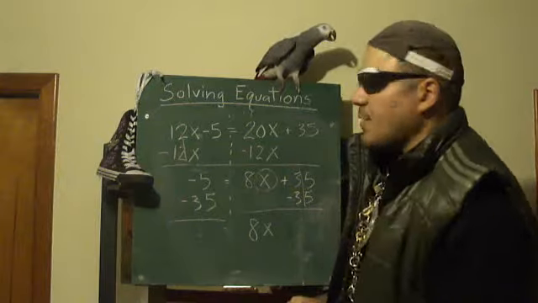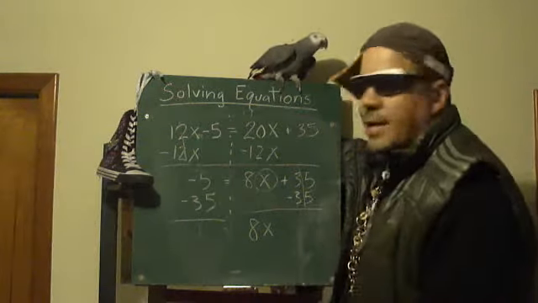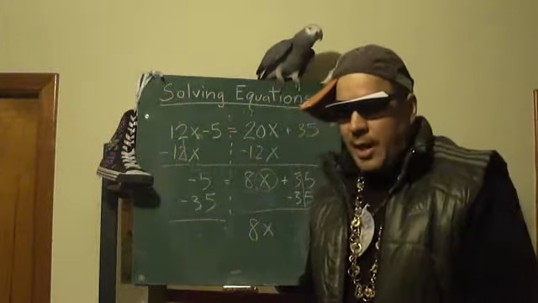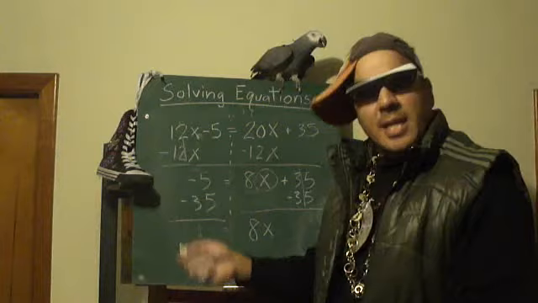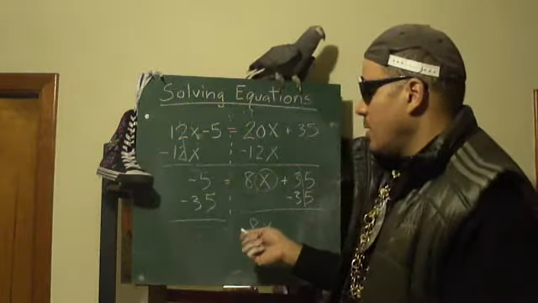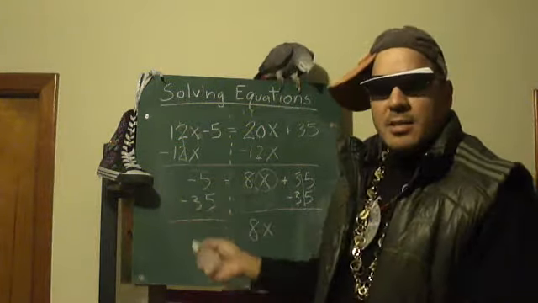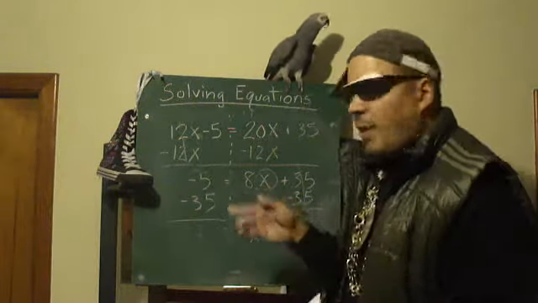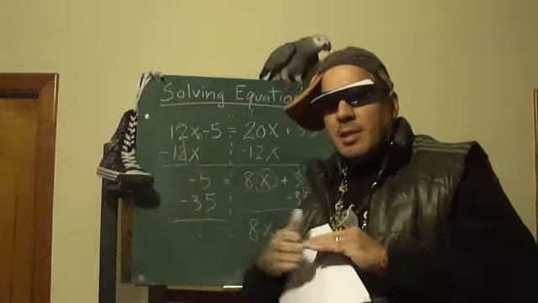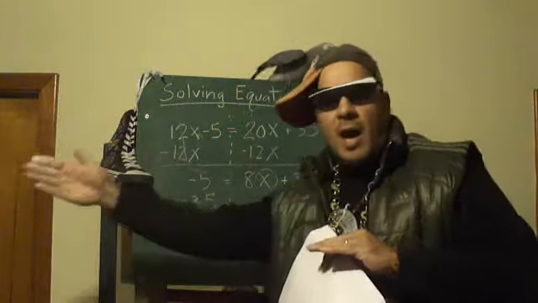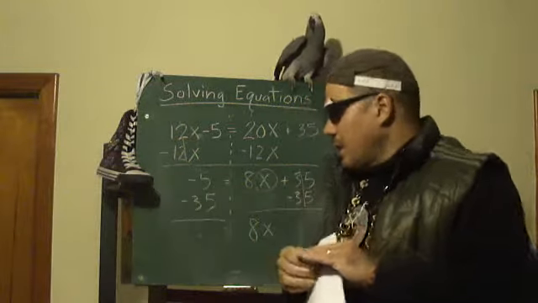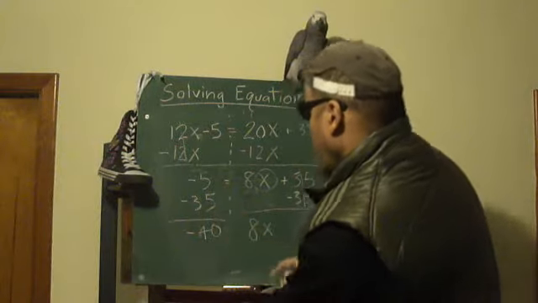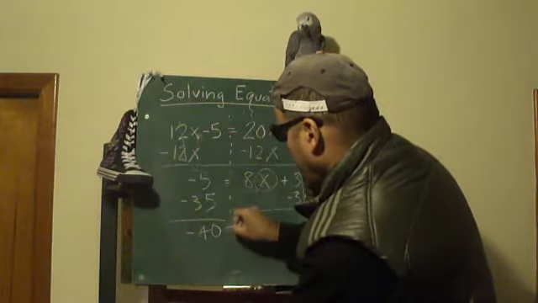Okay? Now here's where you have to have some familiarity with combining numbers with signs. Because these two have the same sign, which is a negative sign, we're just going to combine them. We're going to add them. So negative 5 minus 35 is what? Well, think about the number line. If you're starting at negative 5 and you're going minus, that's to the left side, minus 35 hops. 35 hops to the left, that's going to be negative 40. Okay? So we're left with 8x equals negative 40.